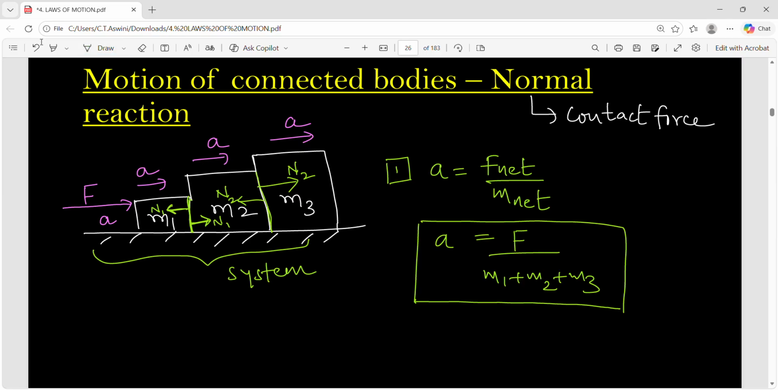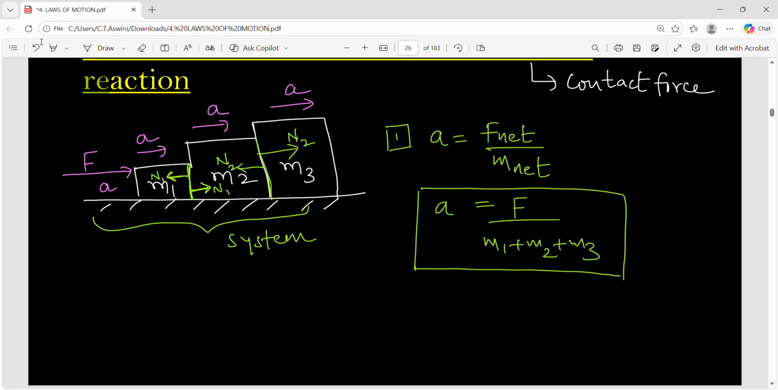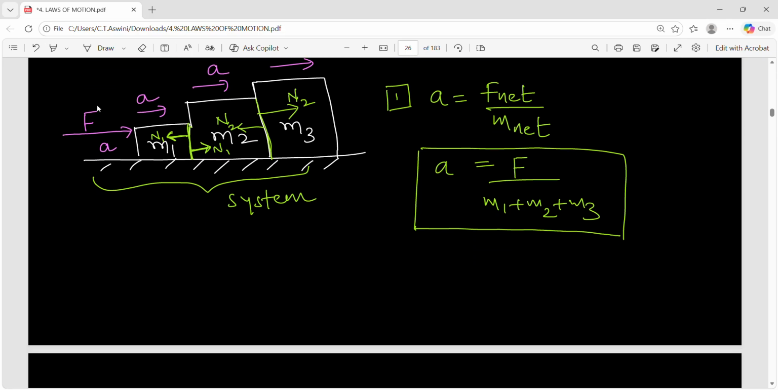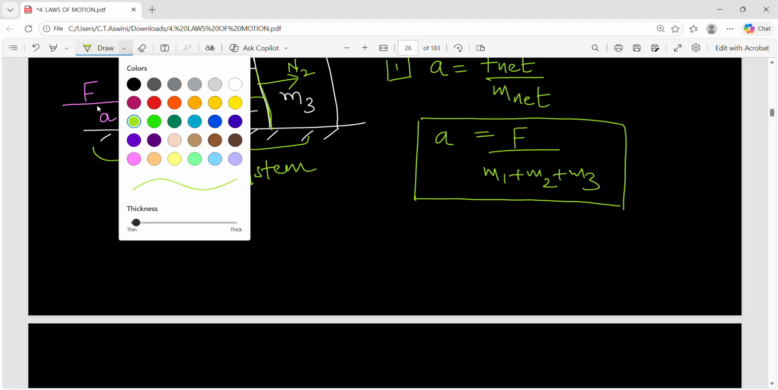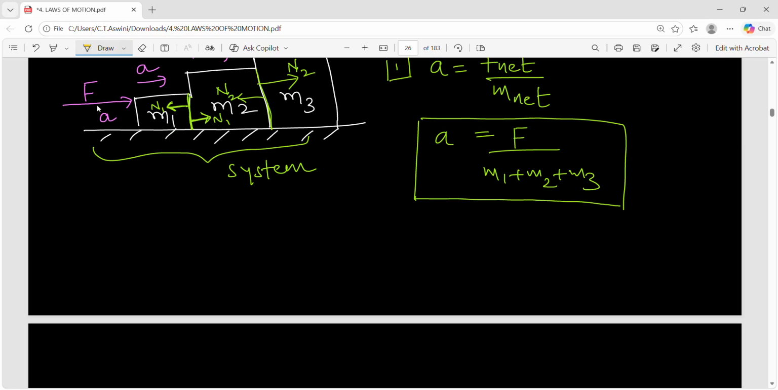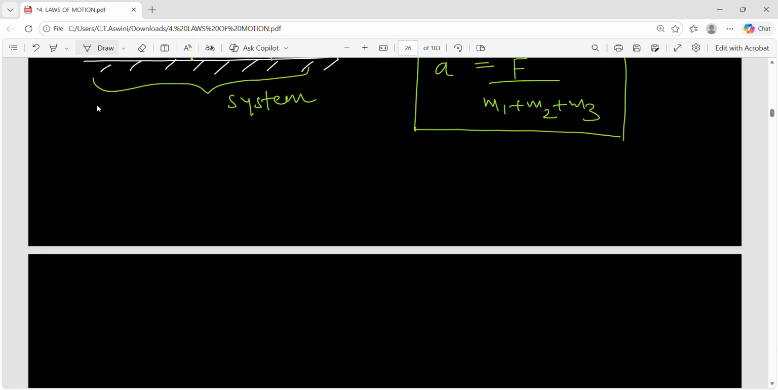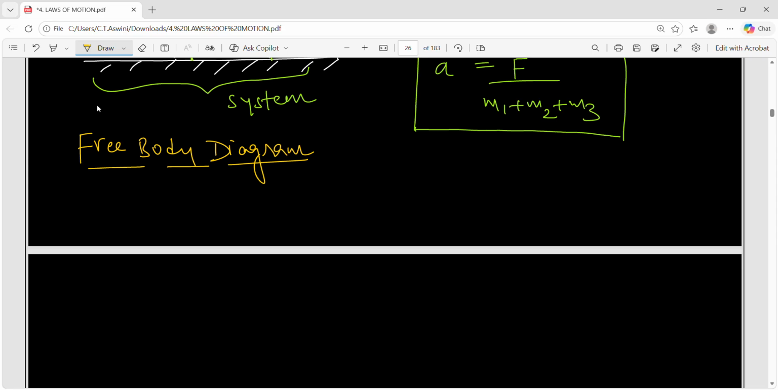Now, in exams, you will get questions like find out the value of N1 and N2. What is the normal reaction between the first body and second body, or between the second and third body? You'll get such kind of questions. So, what you have to do in that case, you have to consider the free body diagrams. What is a free body diagram? You just have to isolate the body.